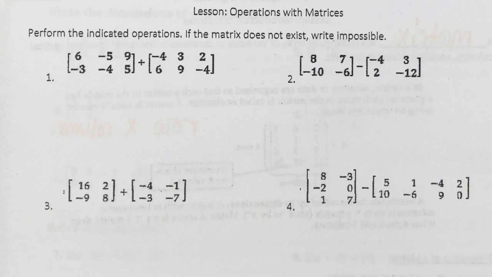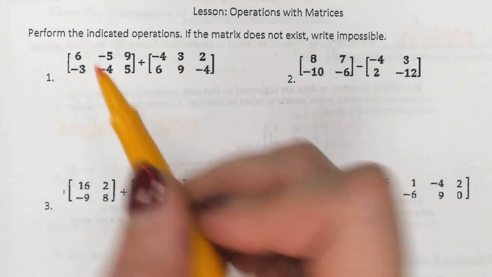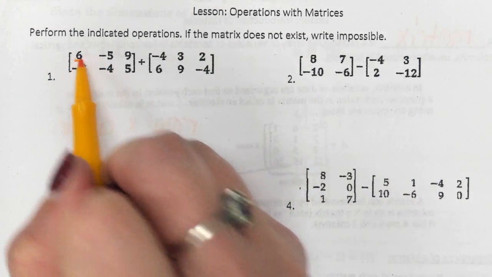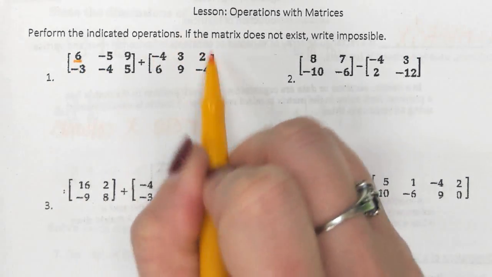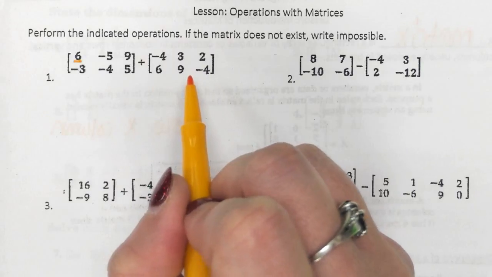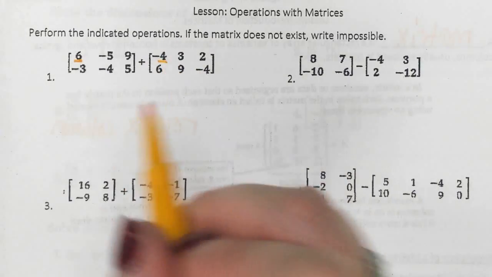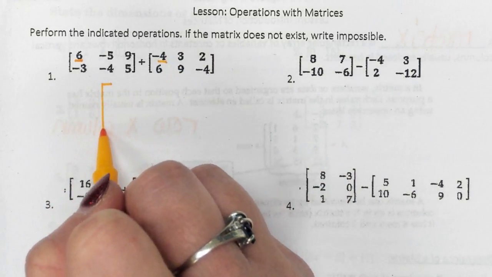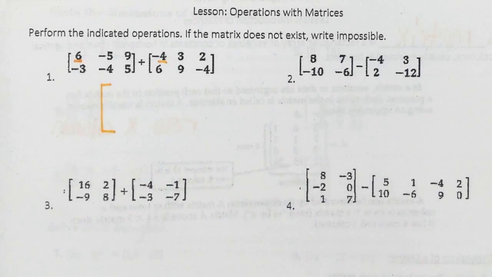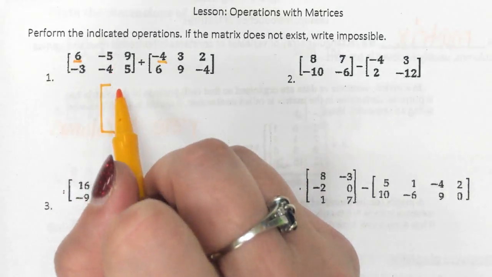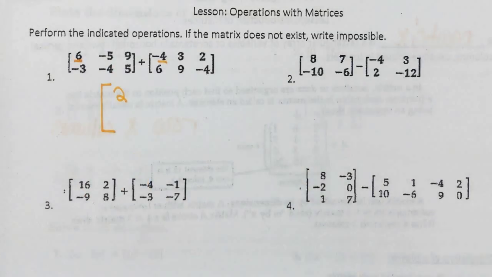We are going to add. So you have to add the like stuff. So I have to add 6 with the same number that's in the same spot. What's in the same spot as 6? Negative 4. There you go. So I have to make sure I did this like a matrix, because this does not say solve. This says perform the operation. Are y'all okay? Do y'all see the difference? All right, so what's 6 plus negative 4? 2.